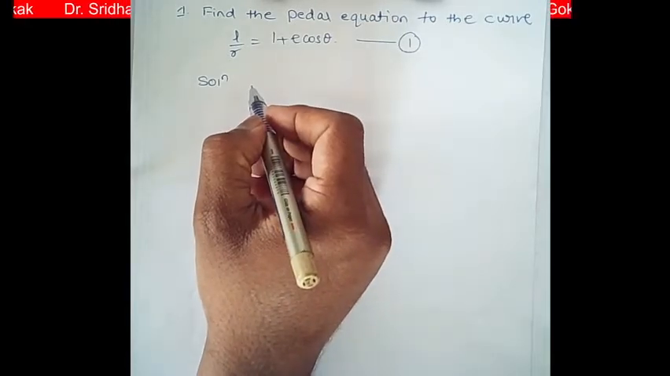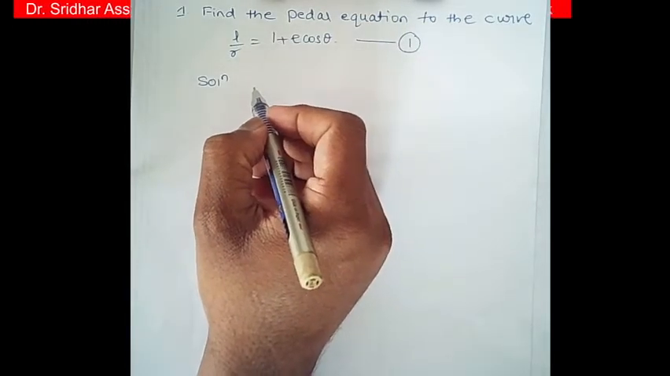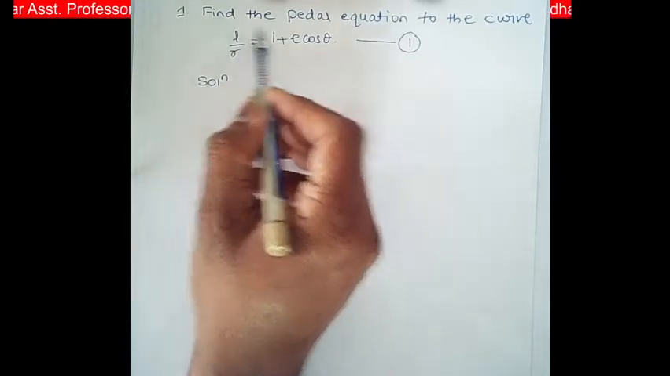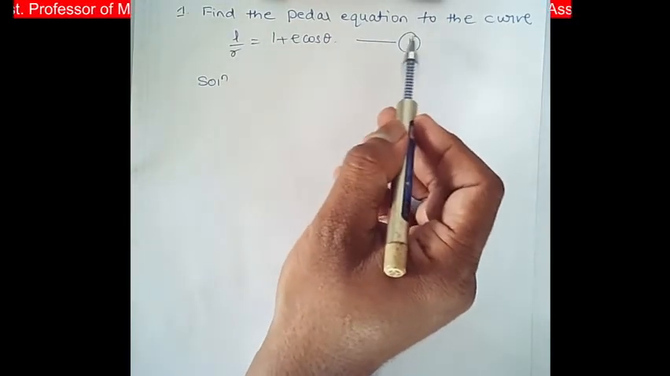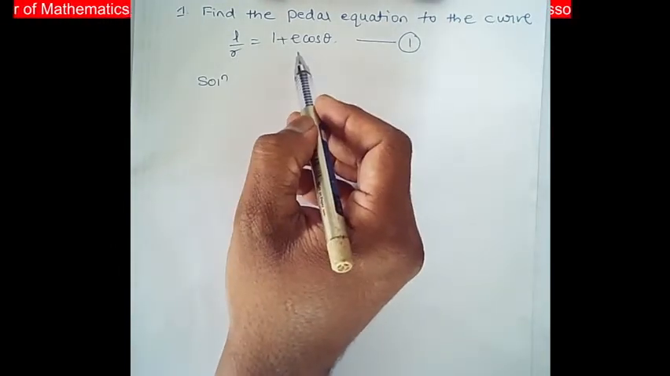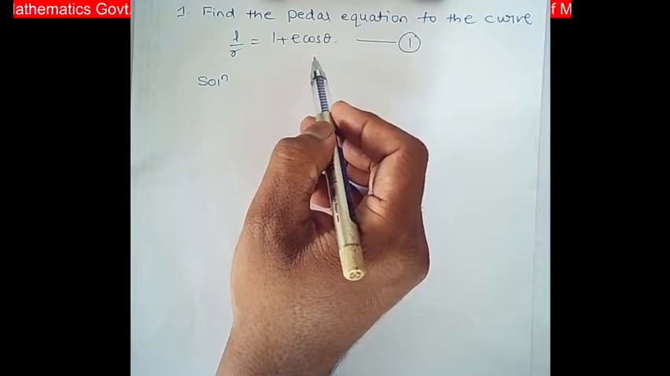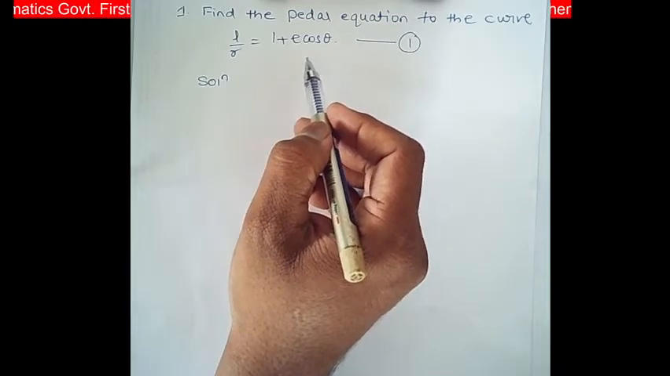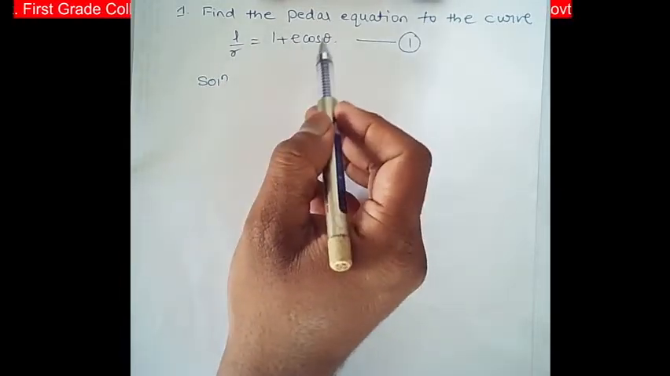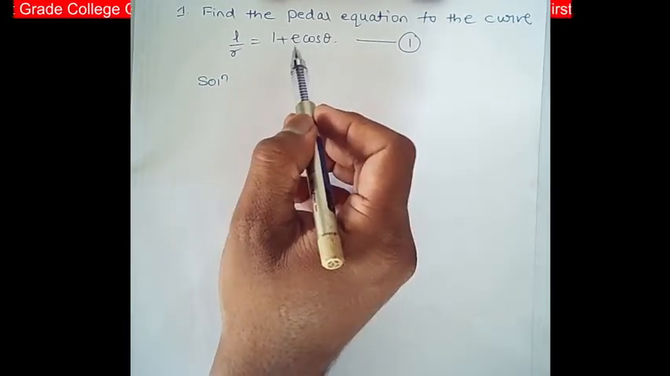So today we solve some more problems on pedal equation. Here the problem is, find the pedal equation to the curve L by R is equal to 1 plus E cos theta. Okay, so this is a given curve. Now we have to find the pedal equation to this curve.